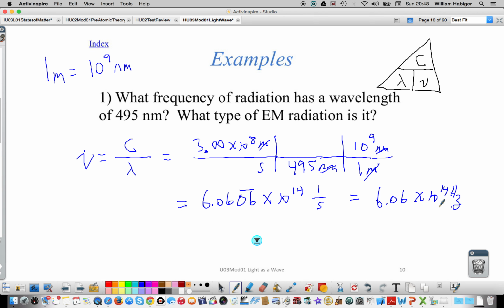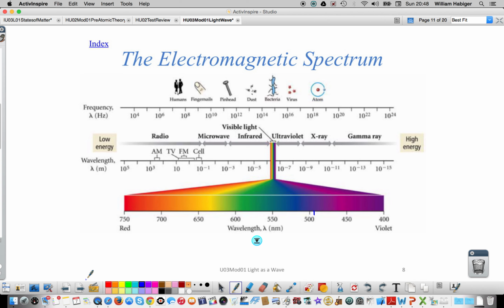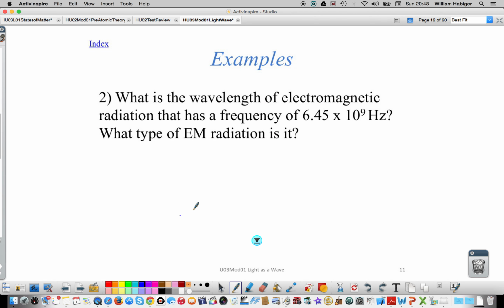Now, if we had to look up what type of electromagnetic radiation it is, we have to go to our electromagnetic spectrum. The easiest way to do it here on this one is to go with the wavelength. We find 495, and we're going to find it's blue visible light. Let's look at our next example. Here we're looking for the wavelength. So wavelength is going to be equal to the speed of light divided by the frequency. We'll plug our numbers in.